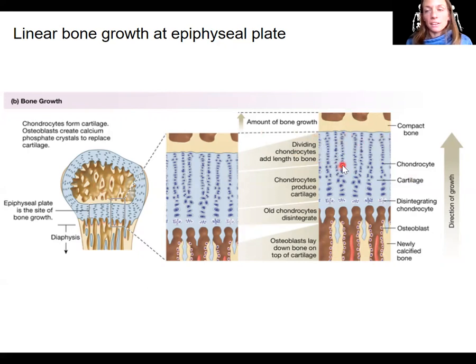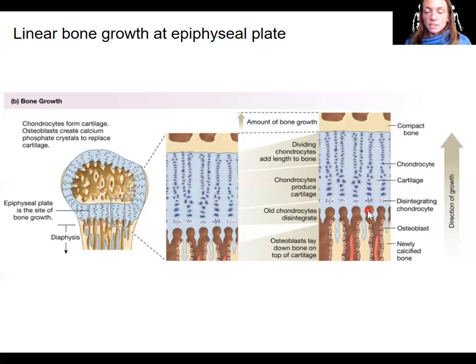So dividing chondrocytes add length. Those chondrocytes, of course, produce cartilage, so they're going to be producing a bunch of collagen to add structure and matrix to that epiphyseal plate. Those chondrocytes that are older are being pushed up this way, kind of like skin. Those older ones are going to start to disintegrate. When they disintegrate, they're replaced by osteoblasts. Osteoblasts themselves don't divide, but osteogenic cells are able to produce them and push them up to replace where the cartilage cells were, where the chondrocytes were, and replace the cartilage with bone.